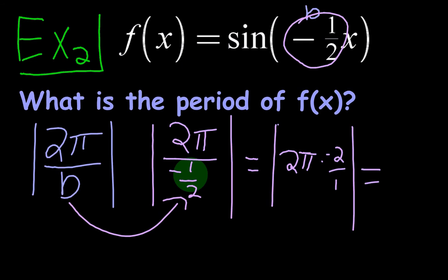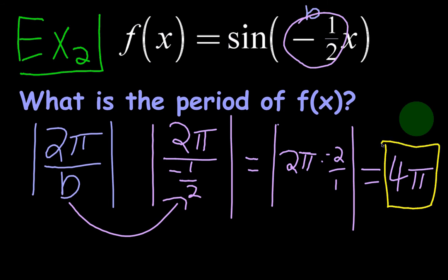We can quickly see that I'm going to get positive 4 pi back. And that's because 2 times negative 2 is negative 4 pi, but the absolute value of that is positive 4 pi. So final answer, the period of this function is 4 pi, meaning it takes a horizontal distance of 4 pi for the graph of sine of negative 1/2 x to repeat itself.